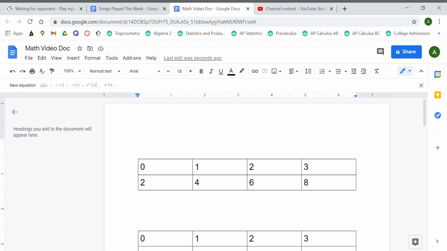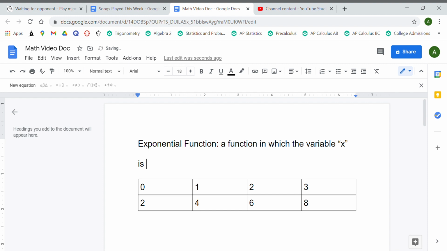So what is an exponential function, you ask? Well, you could just basically say that it's a function with exponents, right? Wrong. You need to be more specific. An exponential function is a function in which the variable x is listed as an exponent.